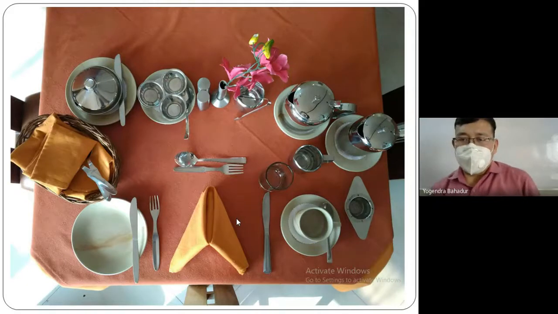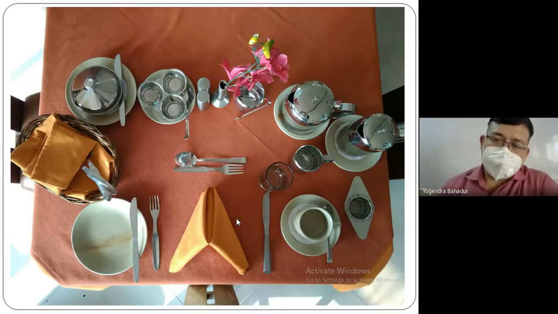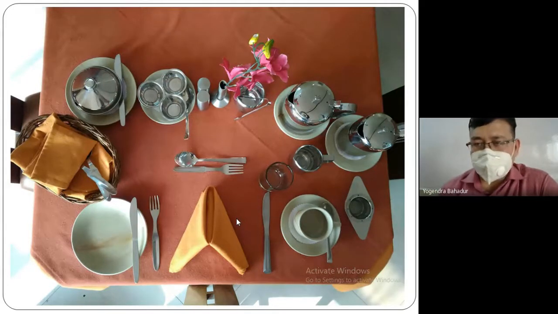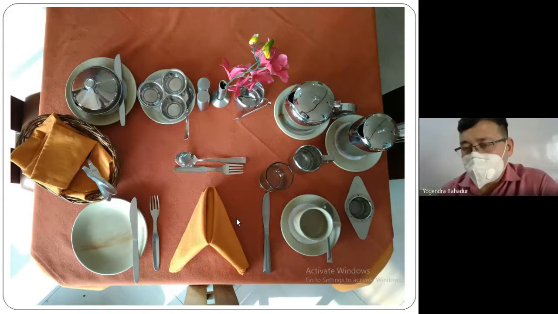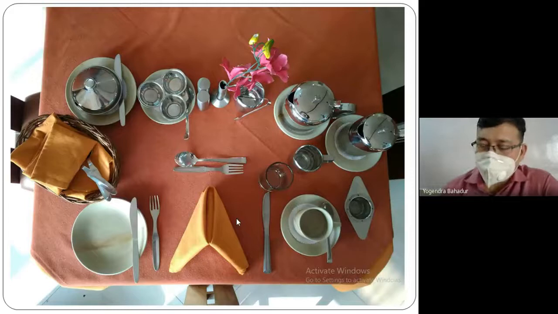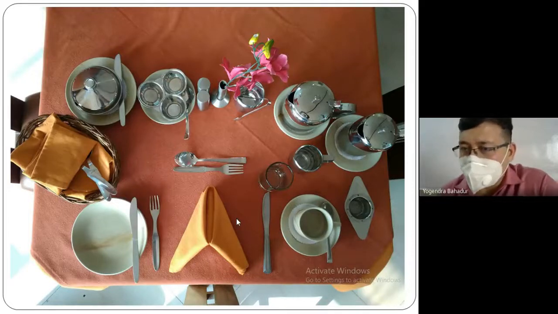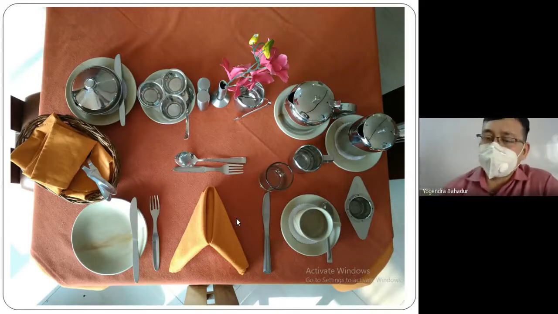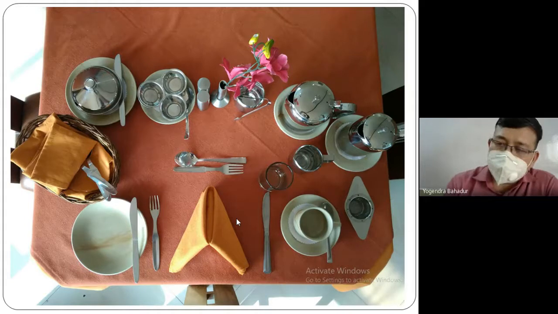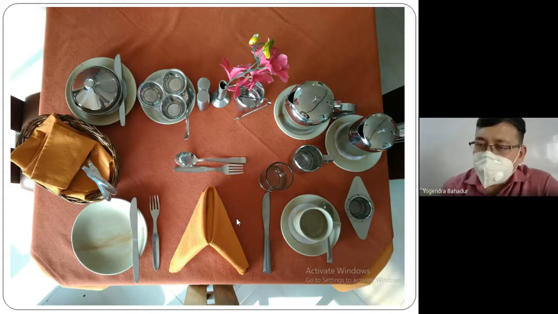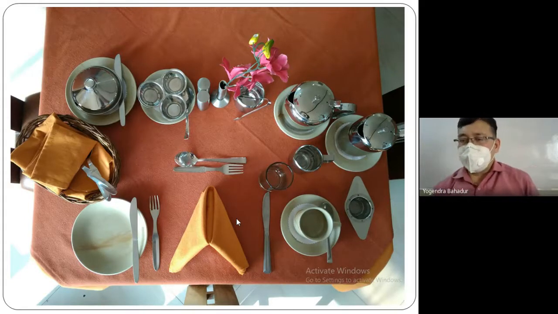As you see in front of your screen, you would find this particular setup is just the same as that of the English breakfast setup, but exactly it is not like that. This particular setup does not have the fish knife and fish fork. If you see the whole cover, everything is just the same. There is one thing that has been missing.